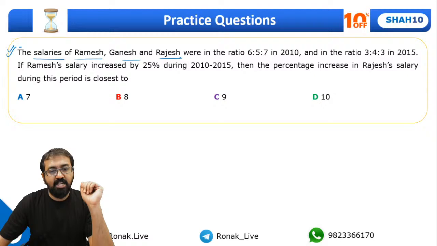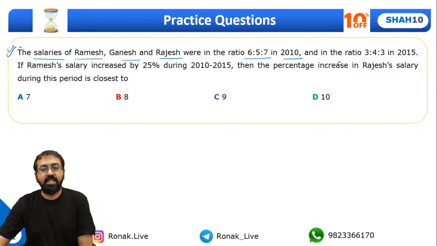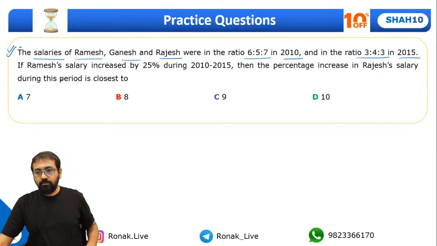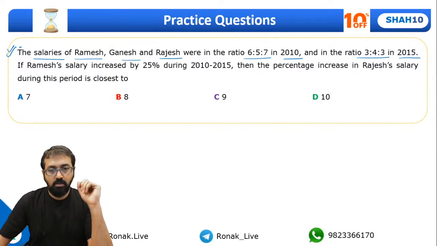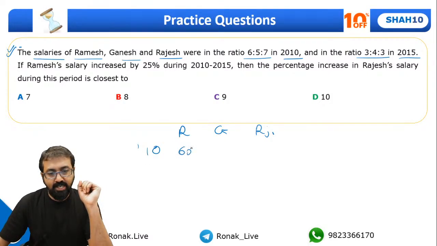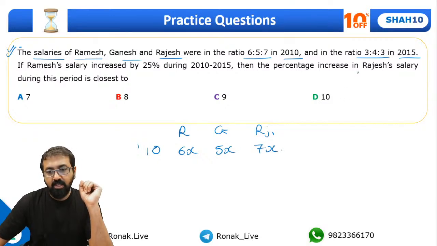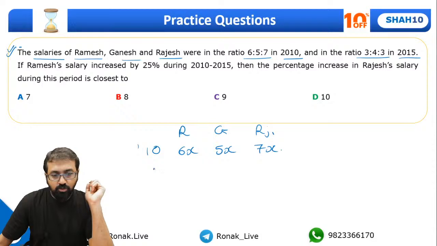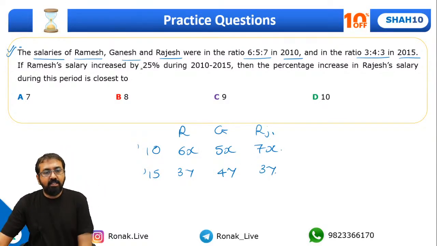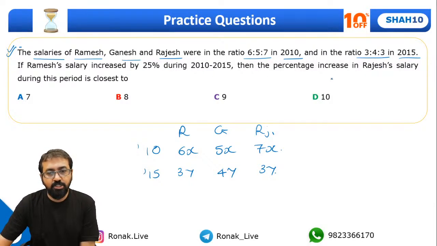The salaries of Ramesh, Ganesh and Rajesh were in the ratio 6:5:7 in 2010 and in the ratio 3:4:3 in 2015. Right? Ramesh, Ganesh and Rajesh. So the 2010 ratio was 6x, 5x and 7x. And it became 3:4:3 in 2015, so 3y, 4y and 3y. If Ramesh's salary increased by 25%, then what is the percentage increase in Rajesh's salary?